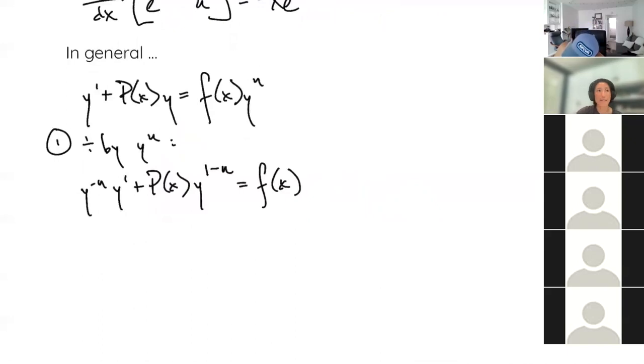I forget who asked this wonderful question earlier, but someone asked why we are letting u equal y to the 1 minus n. It is precisely for this reason: every time we divide by y to the n, we end up with a y to the 1 minus n. So we're going to use that to be our u.